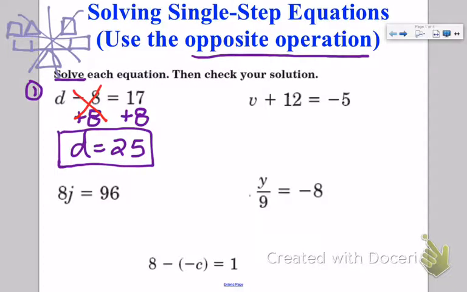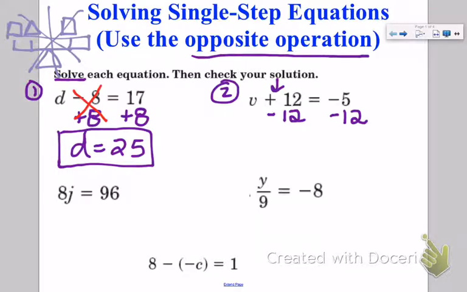If we look at the second example, we will see that we have v plus 12 equals -5. So we want to get v alone on one side of the equal sign. If we're adding 12, the opposite operation would be subtraction. So we're going to subtract 12 from the left side, and whatever we do to one side, we have to do to the other. So we must subtract 12 on the right side to maintain that balance.